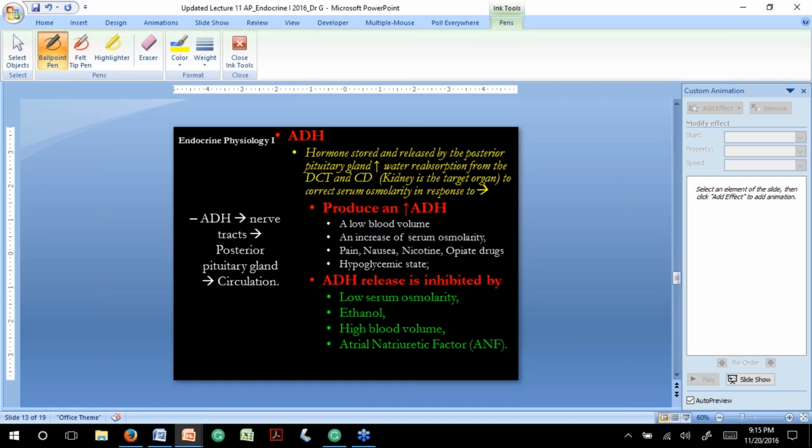Other things that increase ADH are patients having pain, patients who are nauseous, patients smoking cigarettes, opiate drugs like morphine, codeine, etc. Those actually increase the levels of ADH. A hypoglycemic state can also increase the ADH, so you retain more fluid. ADH release is inhibited by the opposite. But one thing, obviously, when somebody takes alcohol, alcohol is a diuretic. Why? Because it has an inhibitory effect on the ADH. So ethanol stops the production of ADH, so you cannot produce antidiuresis, so you pee more, and that's how it works.